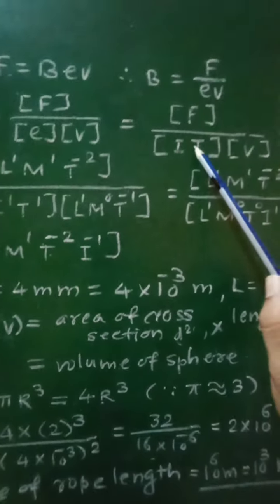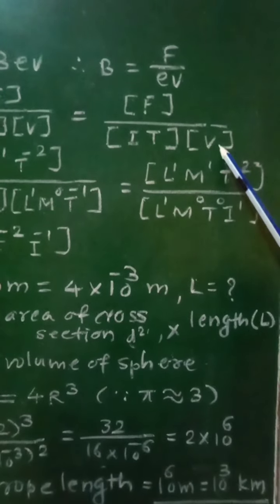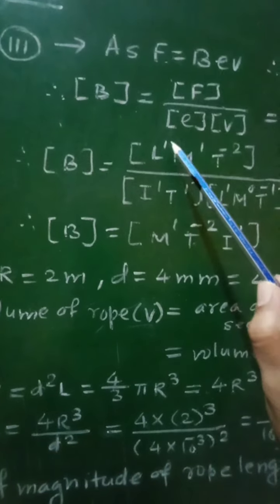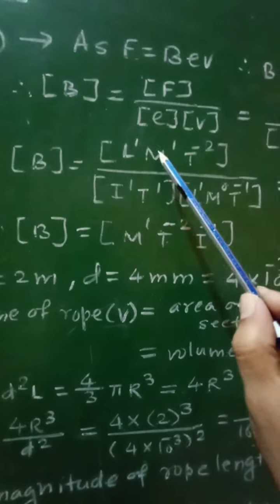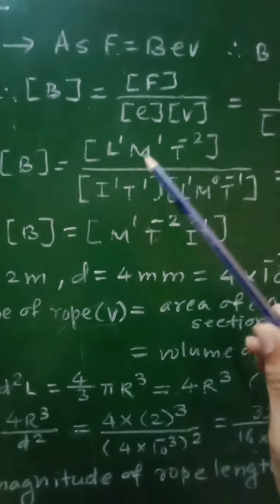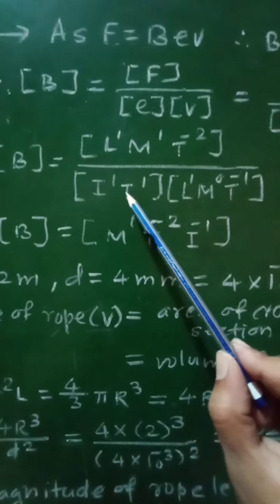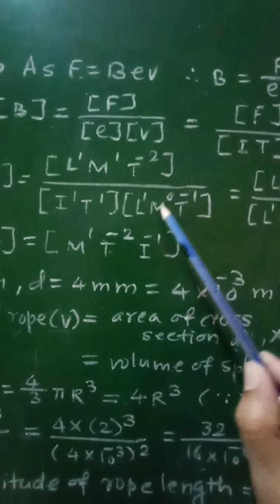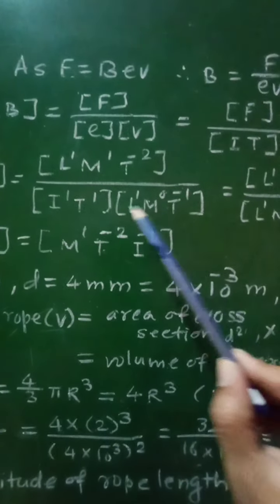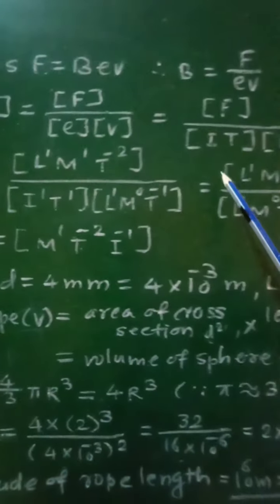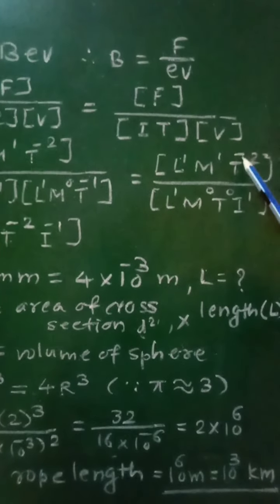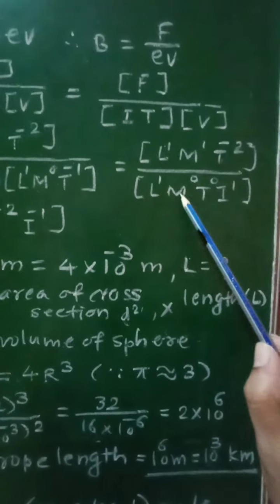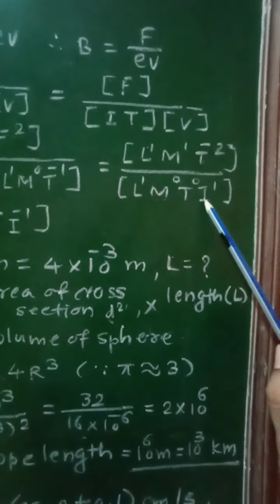Therefore, it will be dimensions of I T into dimensions of phi. Putting the dimensions, we will get dimensions of B equal to dimensions of force, 1 in length, 1 in mass, minus 2 in time, divided by 1 in I, 1 in t, dimensions of I t, into dimensions of speed, that is 1 in length, 0 in mass, minus 1 in time. Keeping these dimensions as it is, 1 in length, 1 in mass, minus 2 in time, at the denominator dimensions will become equating 1 in length, 0 in mass, 0 in time, 1 in I.